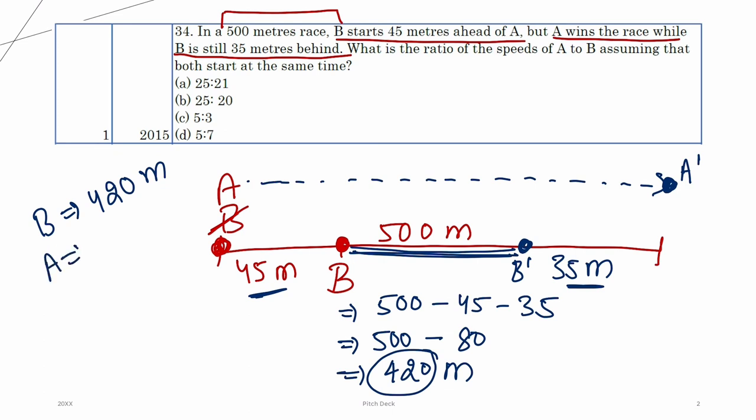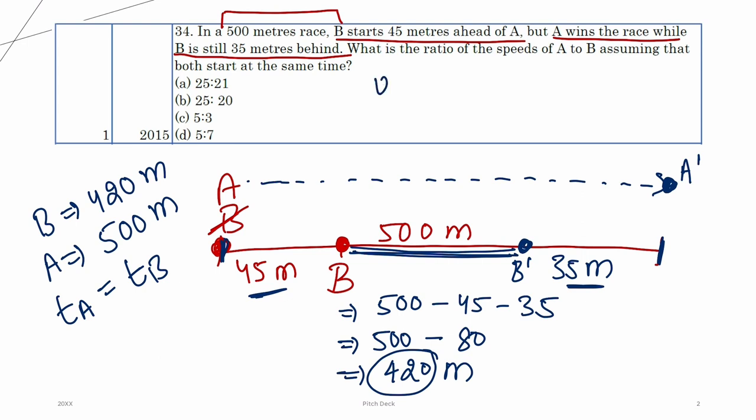A has covered how much? A has started from the starting point and ended at the finishing point, so he has covered 500 meters. I hope this is clear. Now, this is the distance covered by A and this is the distance covered by B. What is the time taken by A and time taken by B? Both times are equal because we are recording from when A started until A has ended here. So for both A and B, the time taken was the same. So TA and TB are the same.